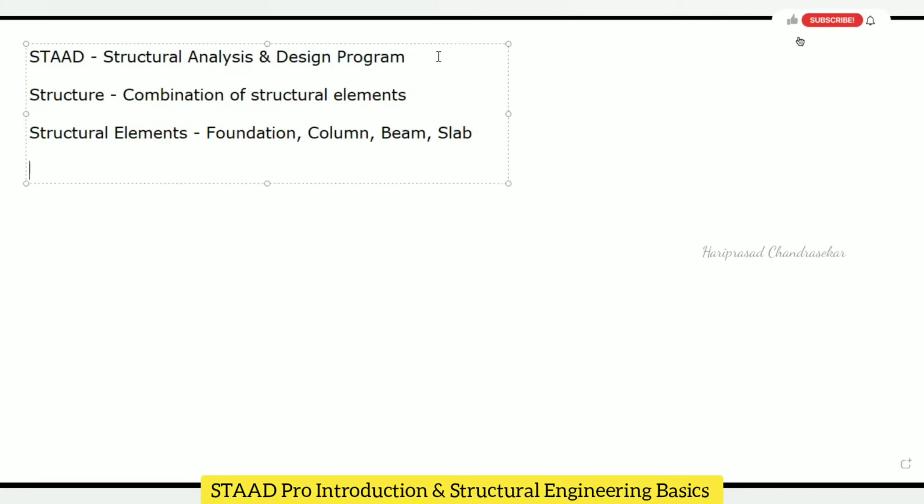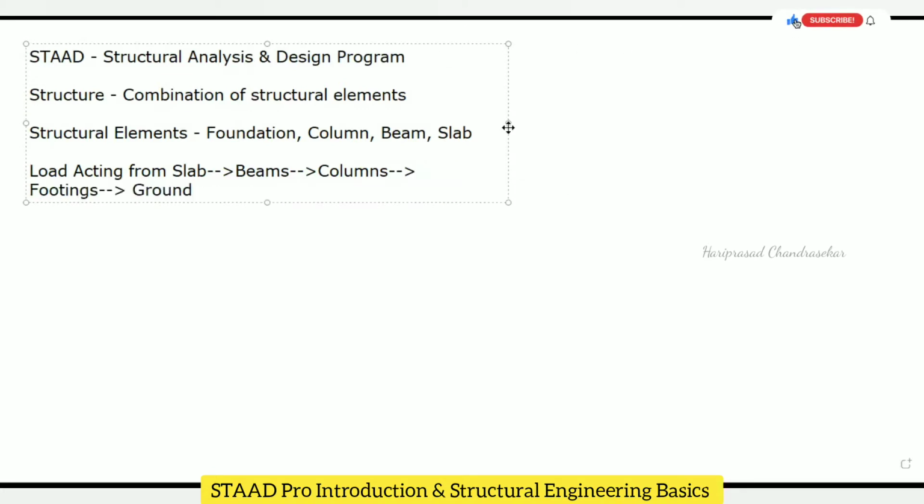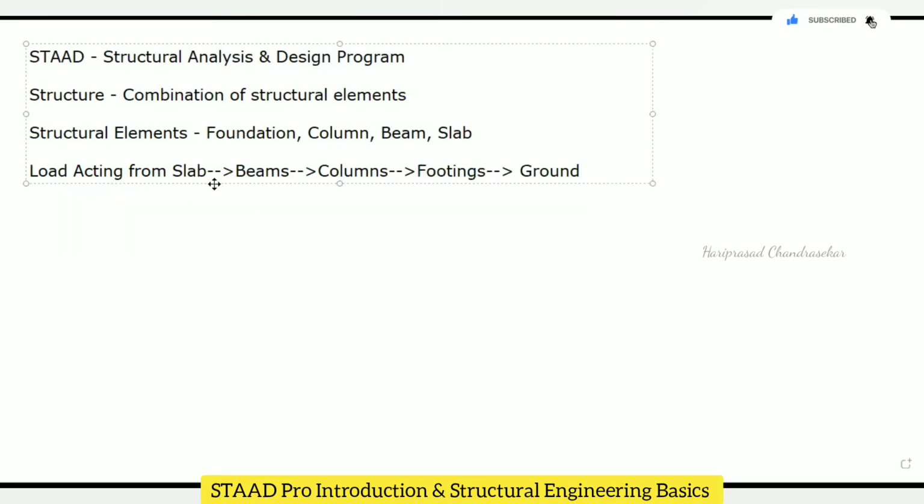How will the load pattern be? We will be having lots of loads. All this load will go to the slab first, and then it will go to beams, then to columns, and then to footings, and then directly to the ground. This is the load pattern acting on the buildings. From slab to beams, beams to column, column to footings, and then directly to the ground.